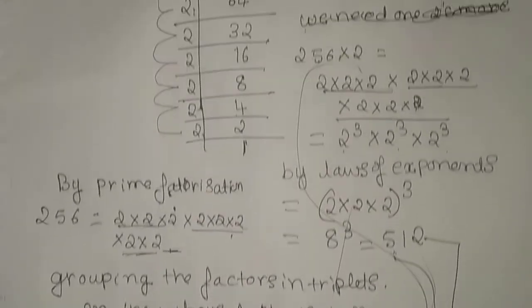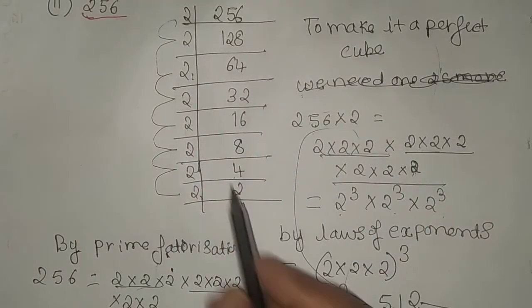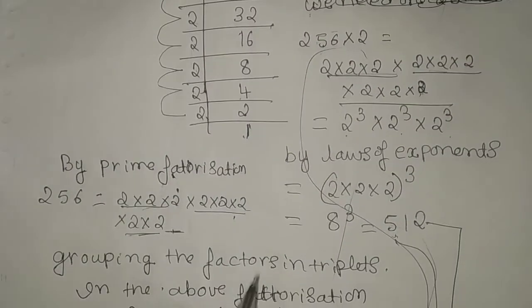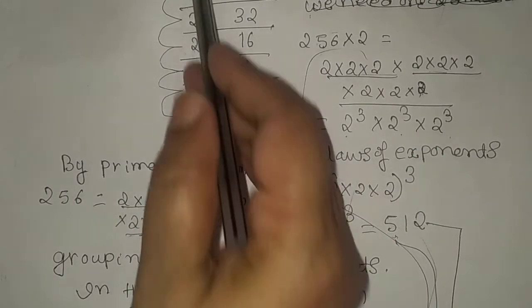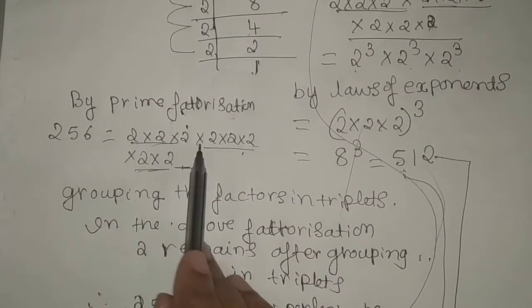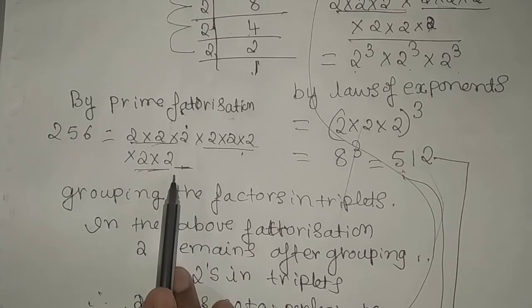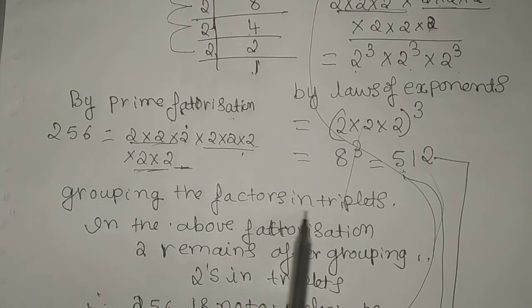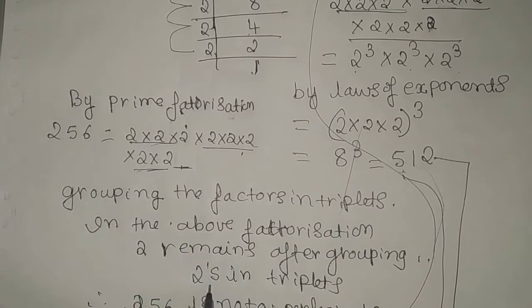The given problem was 256. We first prime factorize this number. We got eight 2's here. Then we move on to the step of prime factorization, write down all this: 256 is equal to this. Group this into triplets, means 3 numbers into one group. One is missing. So just write down these steps. After this what is required? So this is not a perfect cube.